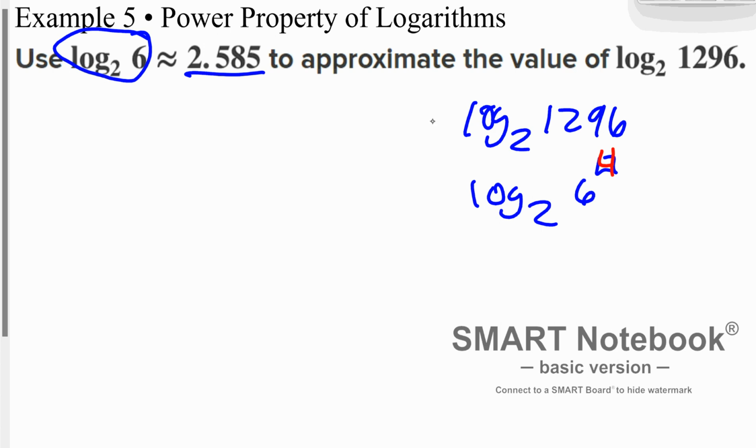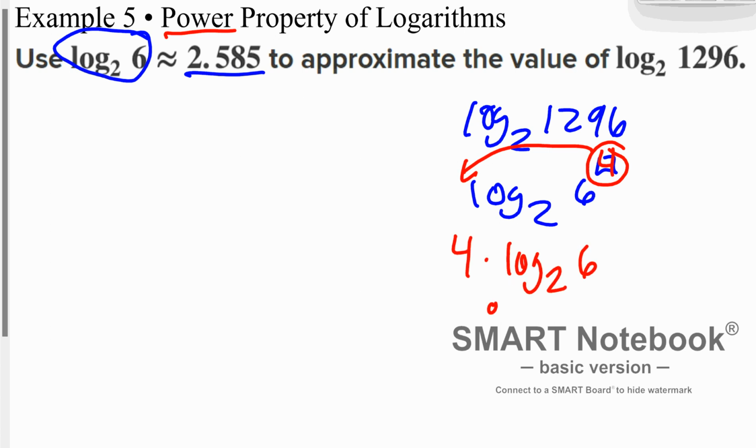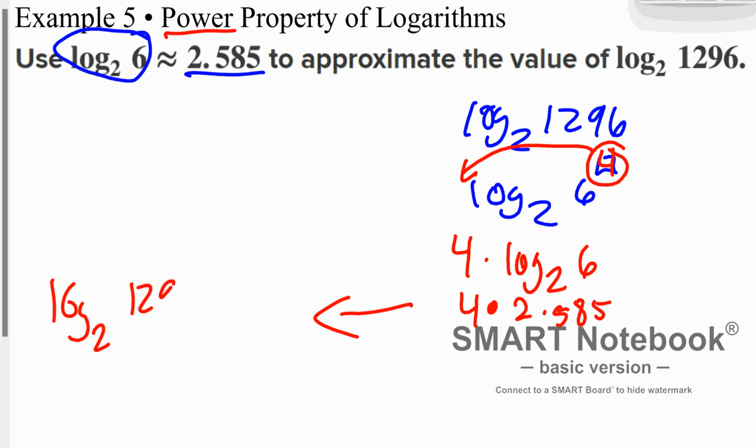I can use my properties of exponents, the power property more specifically, to move this out in front of the log. So 4 times the log base 2 of 6, and log base 2 of 6 is 2.585, and I'm going to multiply that by 4. So the answer, log base 2 of 1296, is approximately 10.34. And so there are all three properties of logarithms.